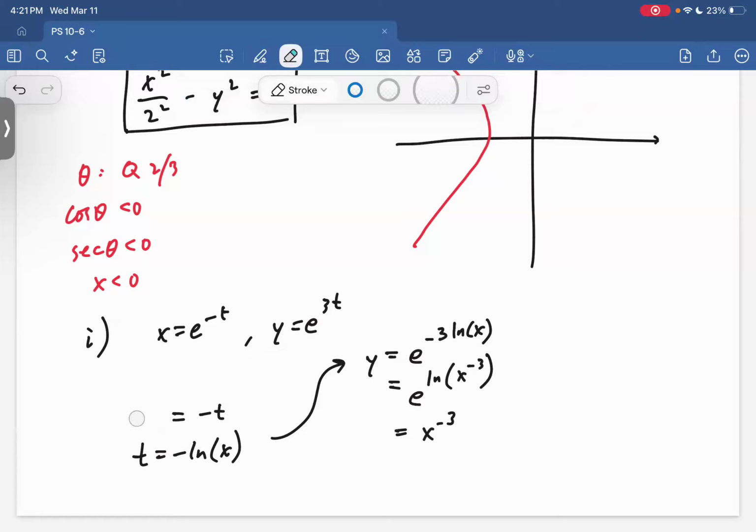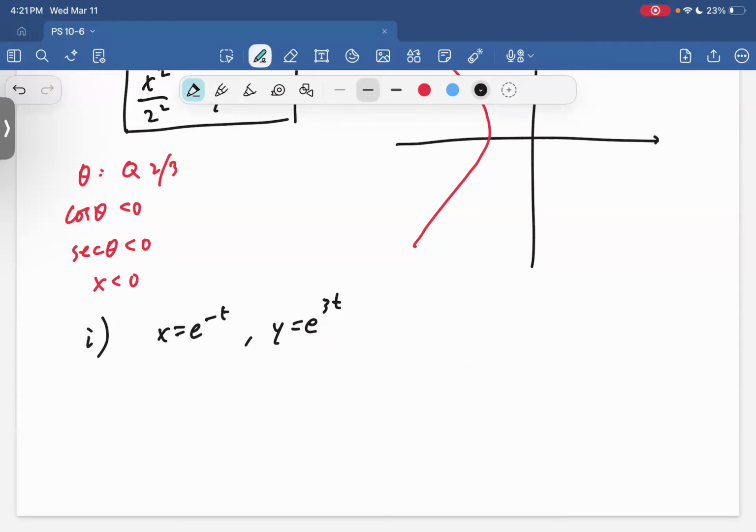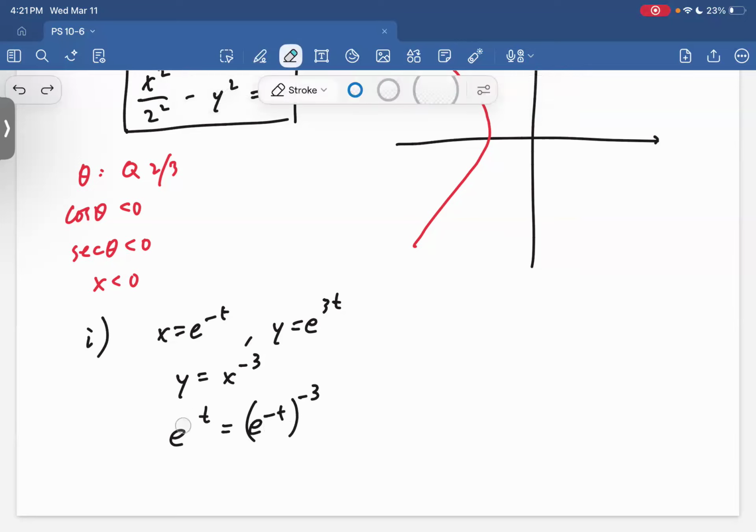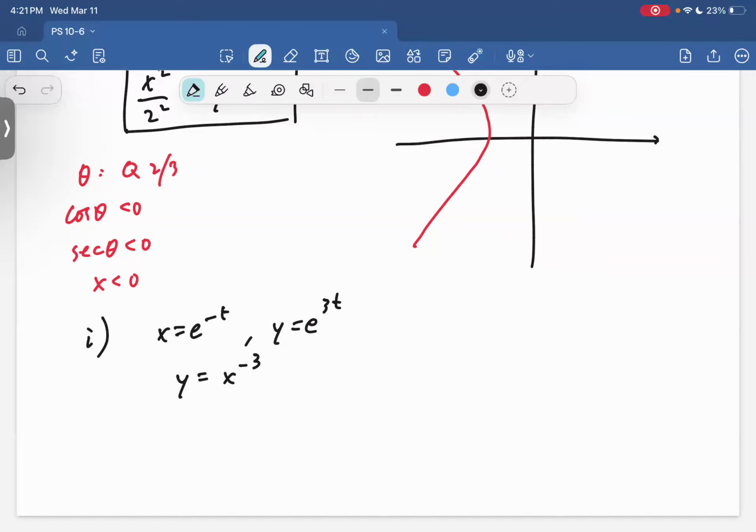However, there is a much easier way to do this. You can just simply look at this equation, and you can pretty much quickly conclude that y equals x to the negative 3, right? And that's just because e to the 3t is equal to e to the negative t to the power of negative 3. You can just multiply those exponents there. So this is fairly easy to deduce. You could also write it as 1 over x cubed. It's easier to understand that way.